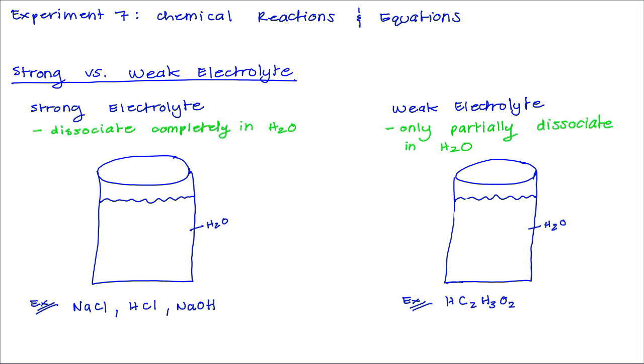One is a strong acid. Anytime we have H+ paired with some anion, it could also be a polyatomic ion, it's going to completely dissociate in water. So with hydrochloric acid, what we would get is H+ ions and Cl- ions floating around in water. The last one is going to be a base.